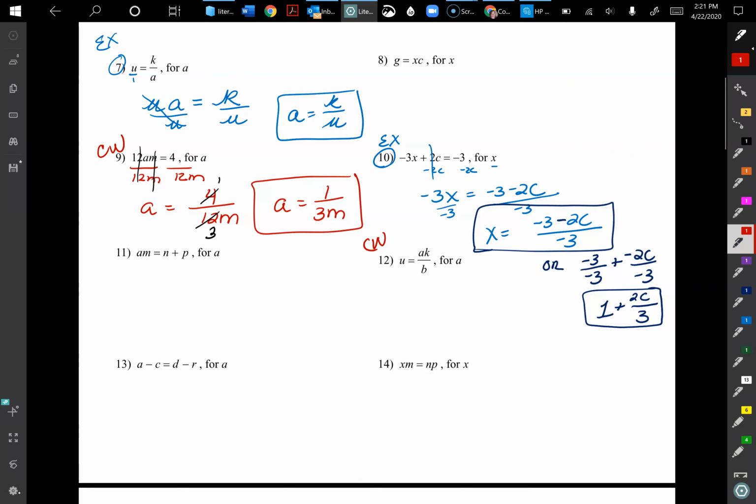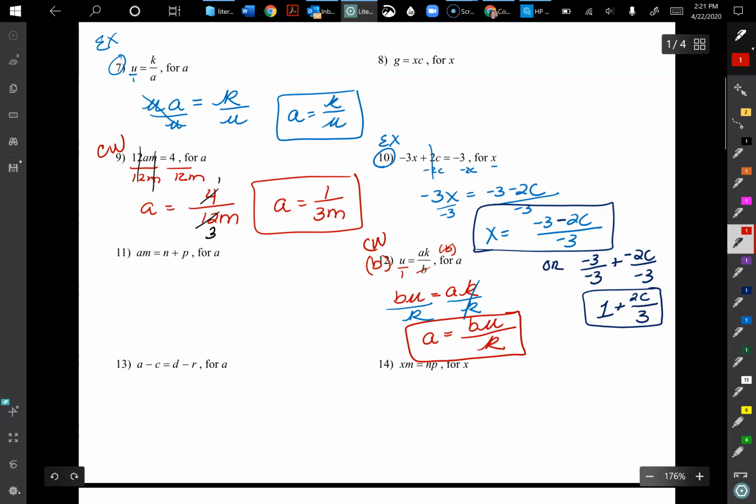For number 12, we're solving for A. So again, that's like over 1. So we can clear the denominator. We can multiply both sides by B. And we end up with BU equals AK. And then we're going to divide both sides by K to get A by itself. And then we have A equals BU over K. And that is my answer.